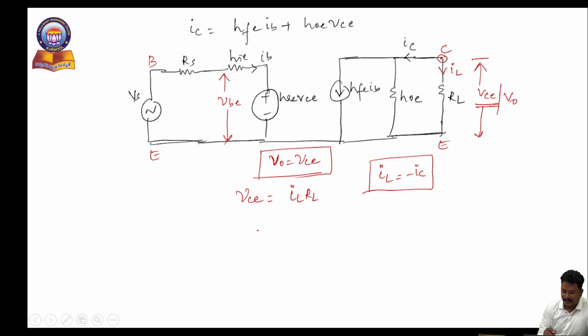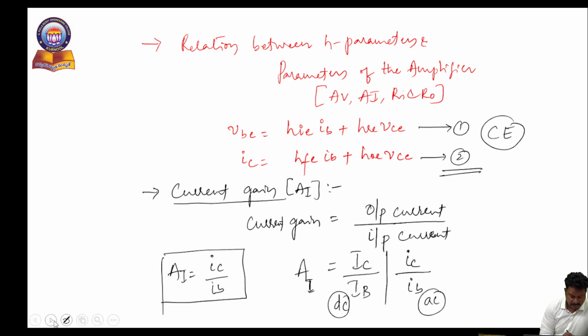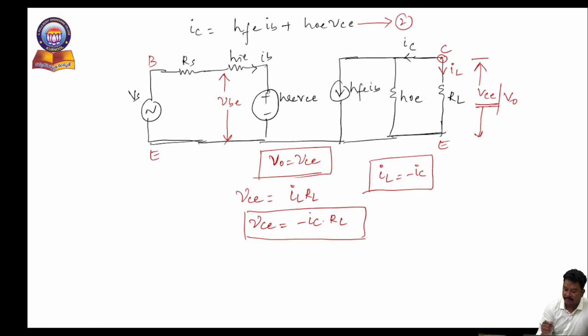That's why IL is equal to minus IC. So I can represent the IL in the form of IC so that I can consider VC is equal to minus IC into RL. So this is the thing what I am getting from the AC equivalent model at the output side. Now I am trying to substitute this. I am considering this as equation 3, and the second equation of the H parameter equations related with the transistor as equation 2. So I am substituting equation 3 in equation 2.